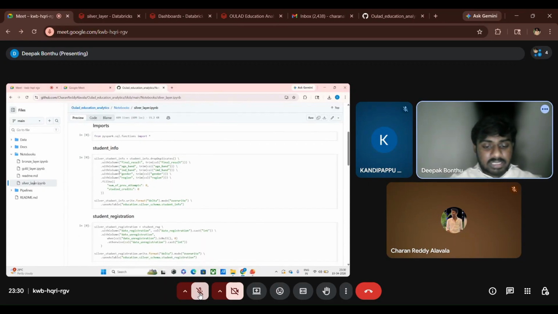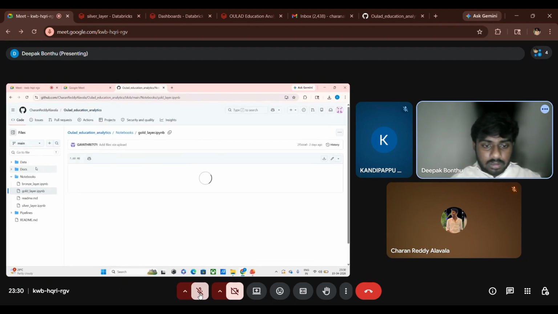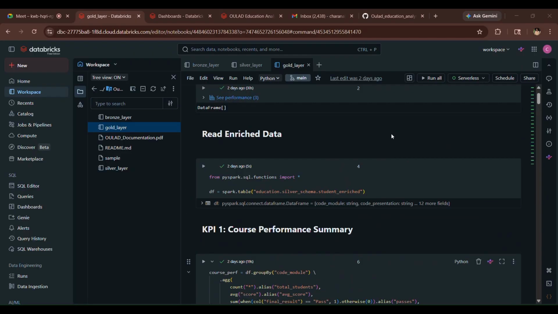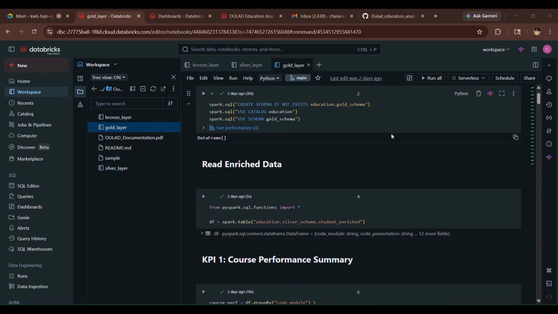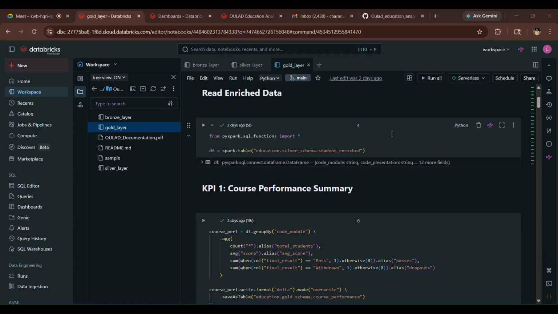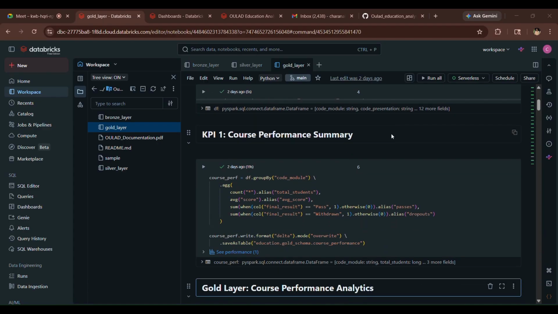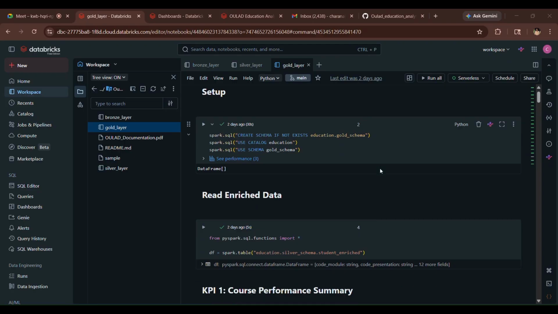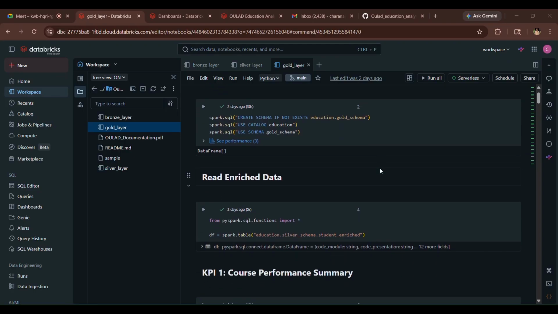And the next layer is the gold layer. In the gold layer, we created business-level insights. We built tables for pass rate calculation, dropout analysis, risk categorization, and top performing students. These are optimized for dashboards and reporting. In the gold layer, we focused on generating business-level insights from the processed data. This layer is designed especially for decision making, reporting, and dashboards.